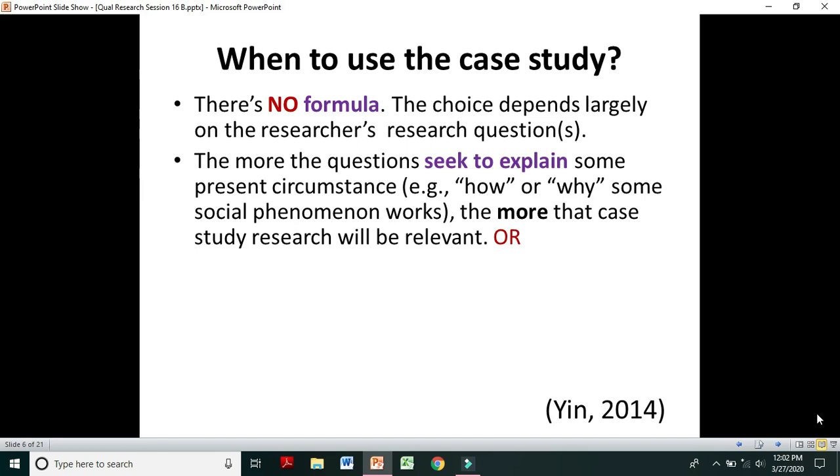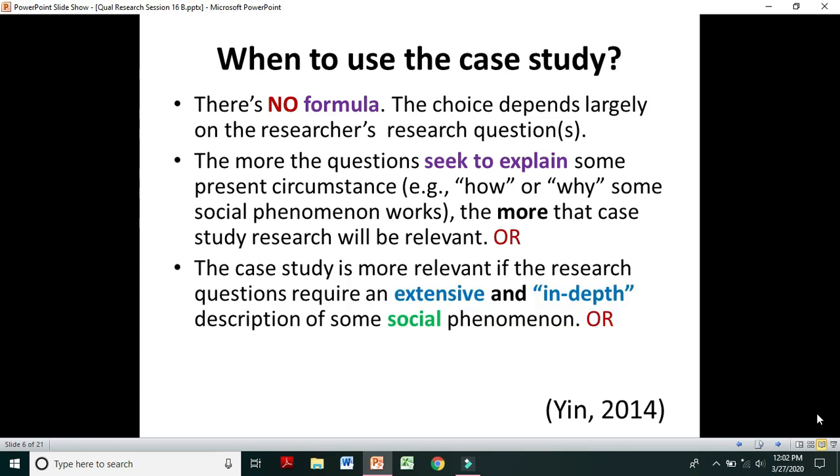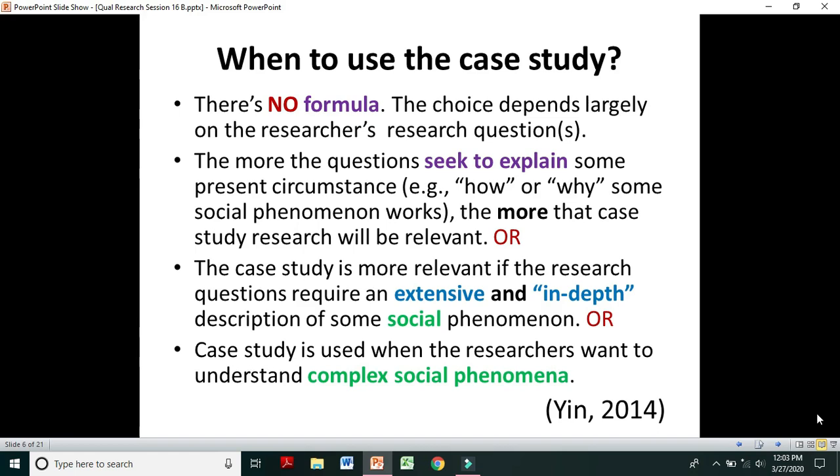So if you are trying to explain something in depth, and your focus is more on how and why questions related to a social phenomenon, then case study research will be relevant. The case study is more relevant if the research questions require an extensive and in-depth description of some social phenomenon. If the research question doesn't require an extensive and in-depth description, then maybe you can apply descriptive research design instead of choosing case study. Case study is used when the researchers want to understand complex social phenomena.